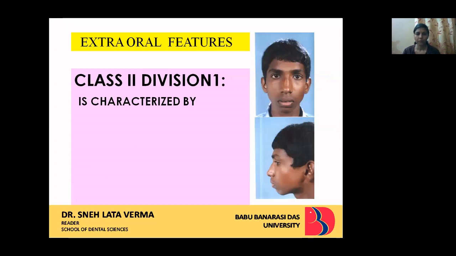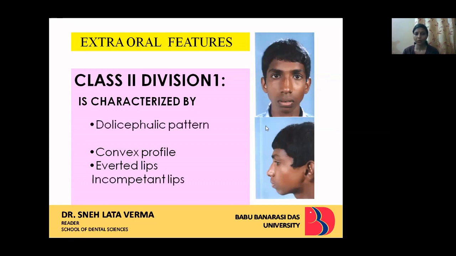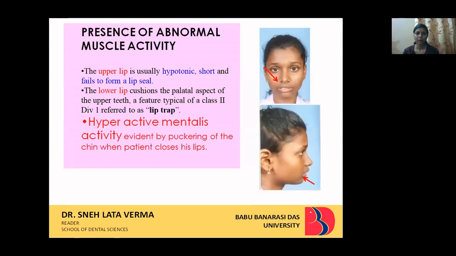Class 2 division 1 malocclusion has some characteristic features. Here is the list of extraoral features, which includes convex profile, everted lips, incompetent lips, dolichocephalic pattern as we can see here, and the leptoprosopic face. There is an evident presence of abnormal muscle activity.